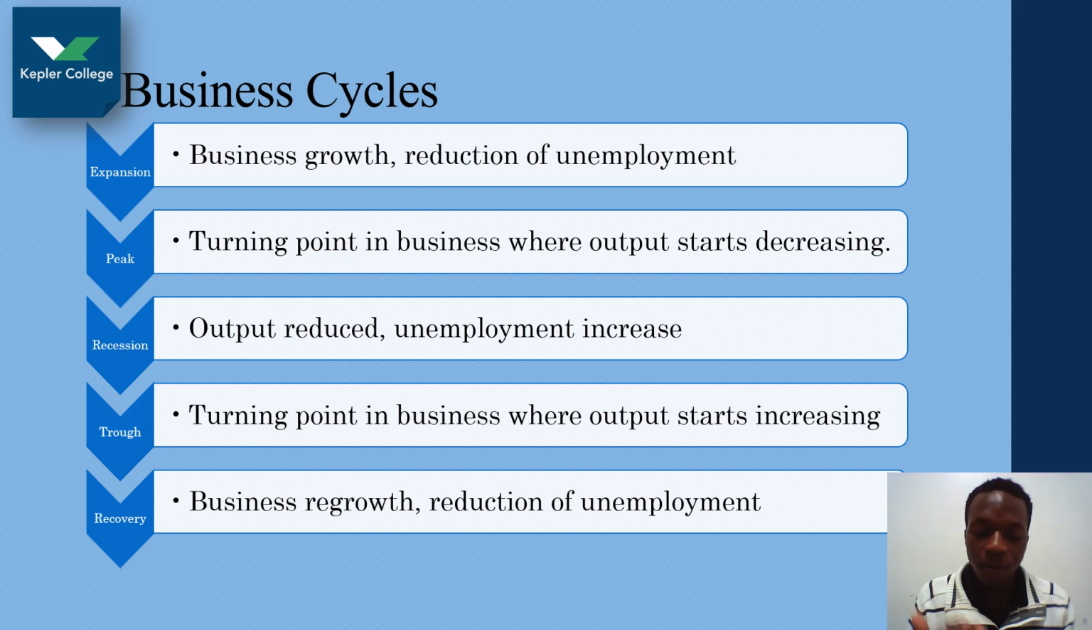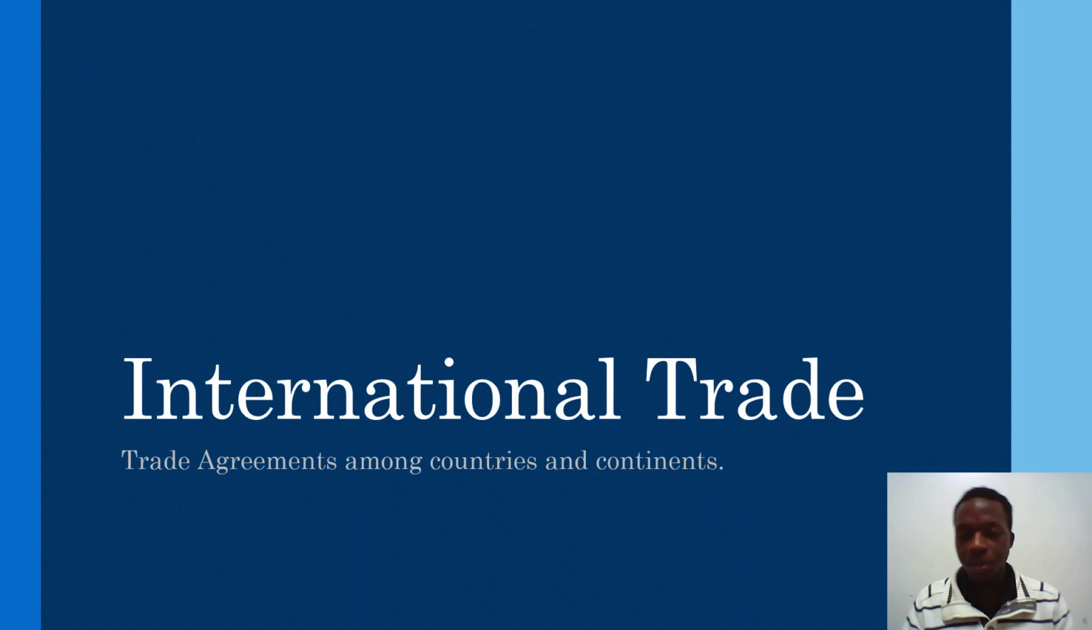It is now reducing the level of unemployment because the output is starting to increase again, and the business is regrowing. So that's the end of the first part, and then for the second part we move to international trading. Mainly we will focus on the trade agreements among countries.